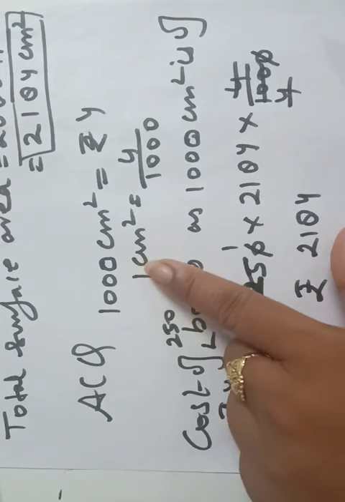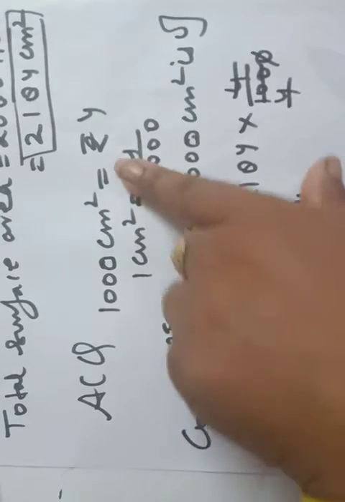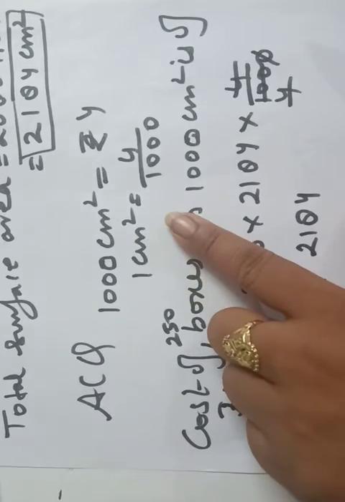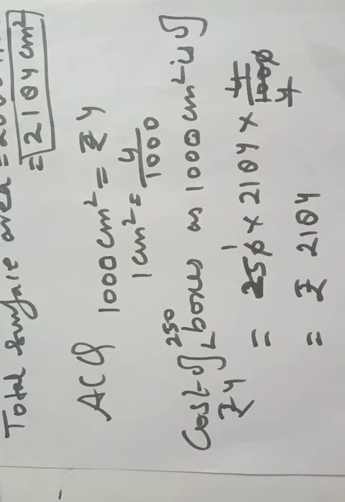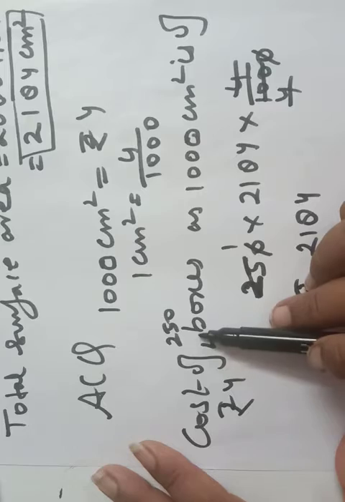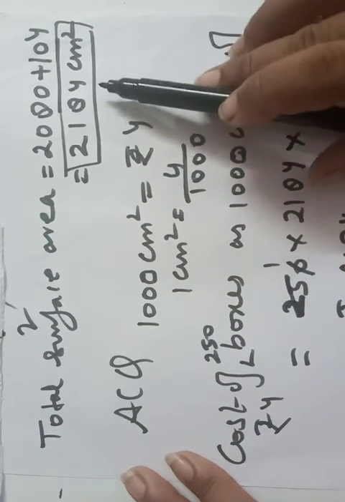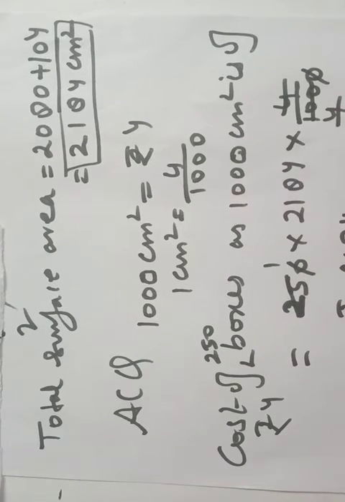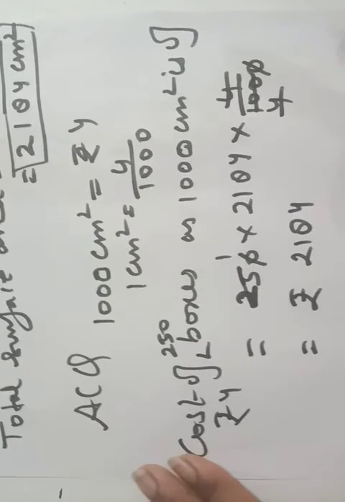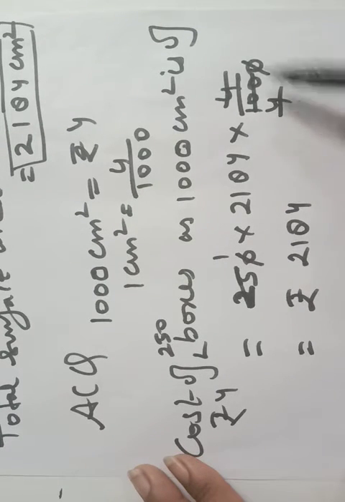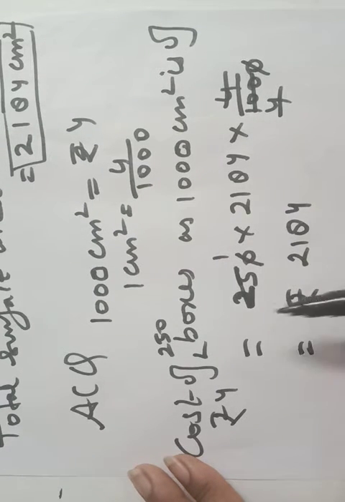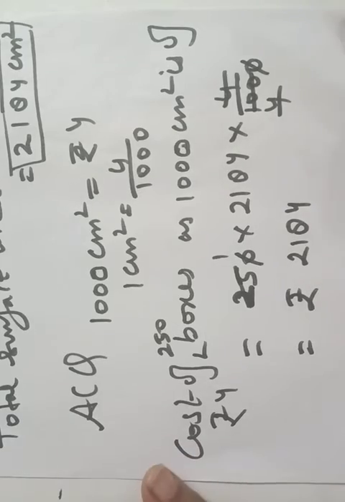The condition given is that 1000 centimeter square is rupees 4, so 1 centimeter square will be equal to 4 upon 1000, and we have to find it for the 250. This is the total surface area only for the sheet required for the bigger box and the smaller box. That is for one, but we need to find such 250 boxes. So we need to multiply by 250 and the cost, so we get the cost for the 250 boxes. I hope it is very clear.